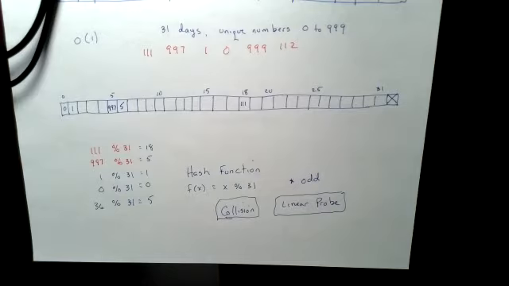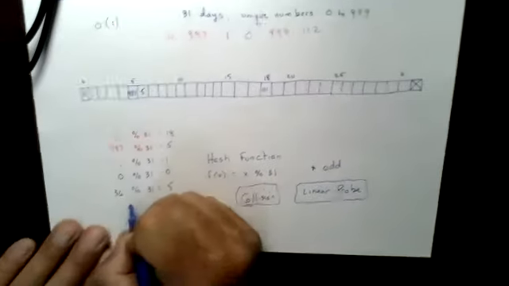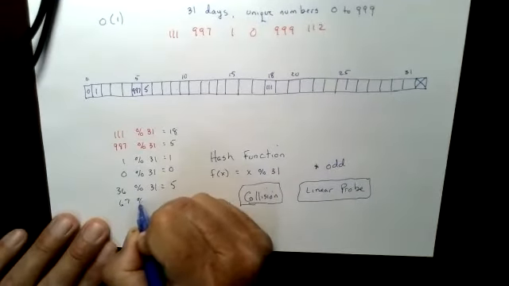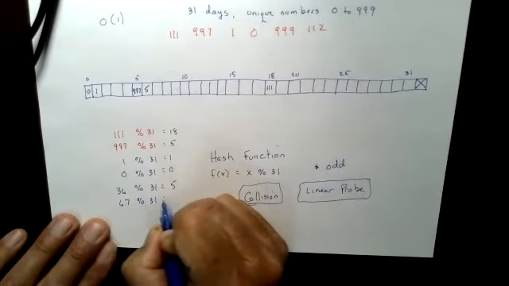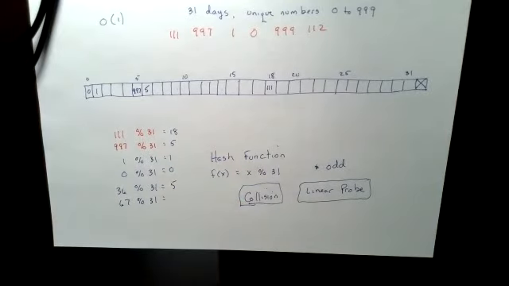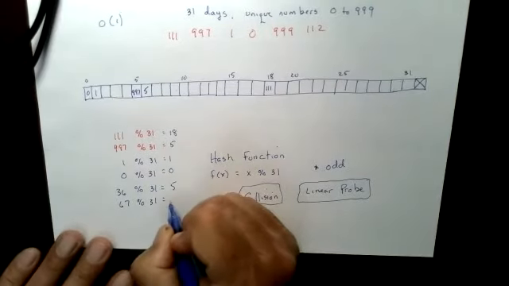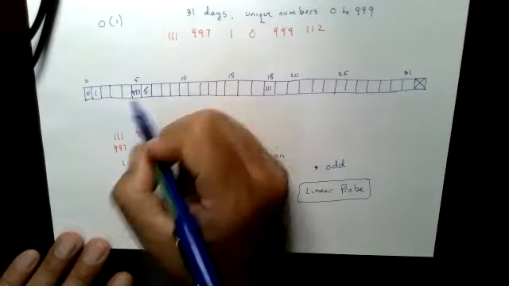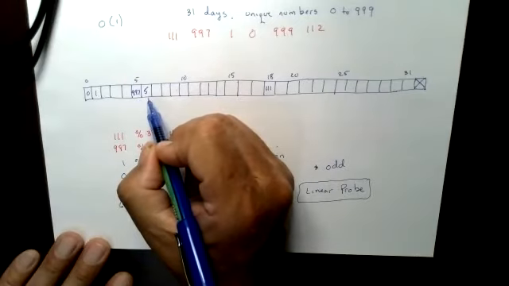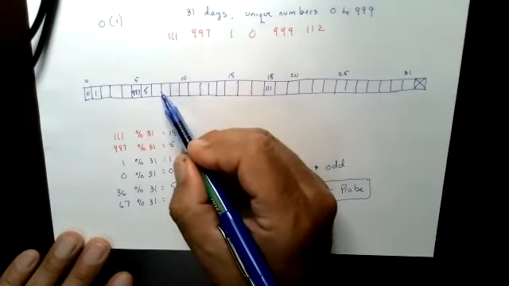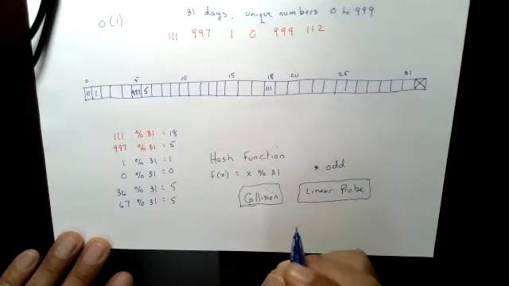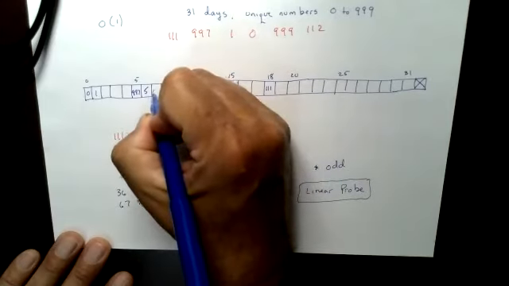What if my next number was 67? Where would I stick 67? 31 times 2, also in 5. So I go up, 5's filled. I move to the right, it's filled. I move to the right, it's empty. So I'm going to stick 67 in there.